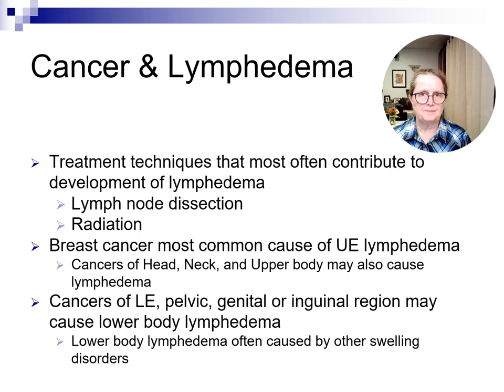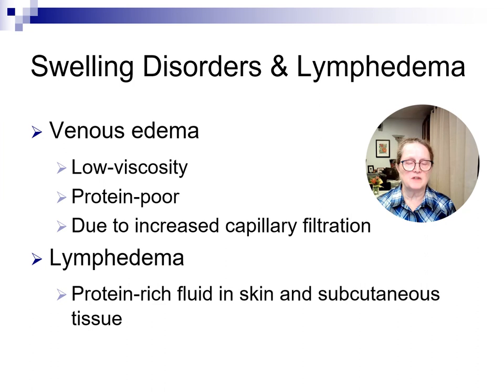Swelling disorders can contribute to the development of lymphedema. Venous edema consists of low viscosity, protein-poor interstitial fluid due to the increase in capillary filtration. In the presence of long-standing venous edema, lymphedema can develop due to impairments within the lymphatic system developing as a result of excess fluid in the tissue over an extended period of time. Lymphedema consists of a protein-rich interstitial fluid within the skin and subcutaneous tissues due to lymphatic dysfunction.